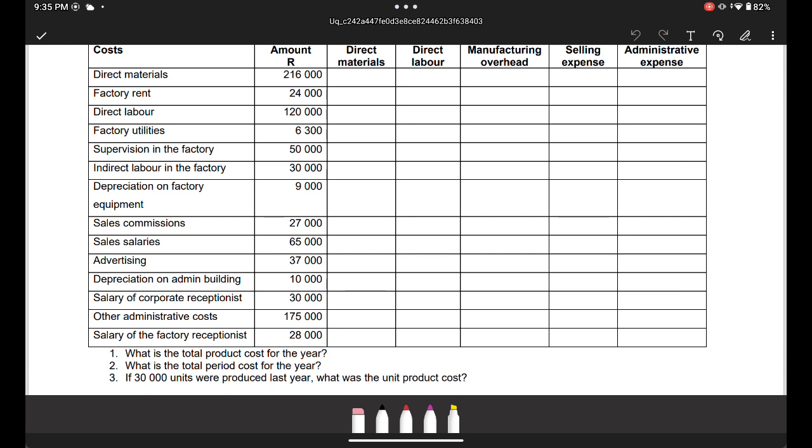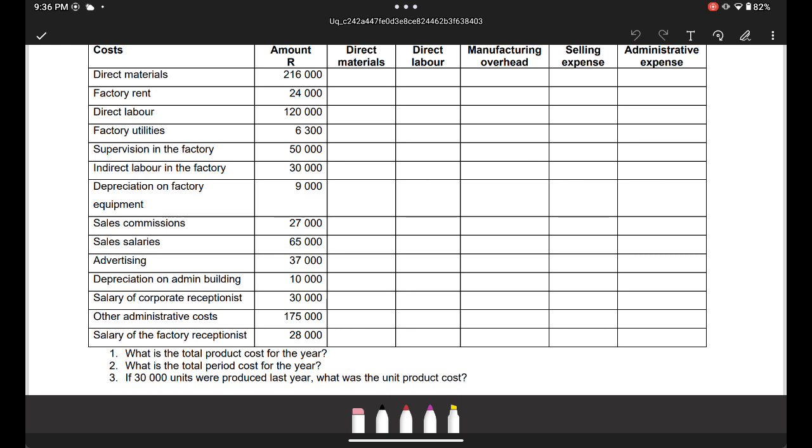Now let me read out the answers for you. Number one, what is the total product cost? It'll be 216,000, so I'm putting all the ones that were in these three blocks. 216,000 plus 120,000 plus 24,000 plus 6,300 plus 50,000 plus 30,000 plus 9,000 plus 28,000 is equal to 483,300. Done. Total product cost for the year. Second question, sorry, period cost: 27,000 plus 65,000 plus 37,000 plus 10,000 plus 30,000 plus 175,000 is equal to 344,000 rand.